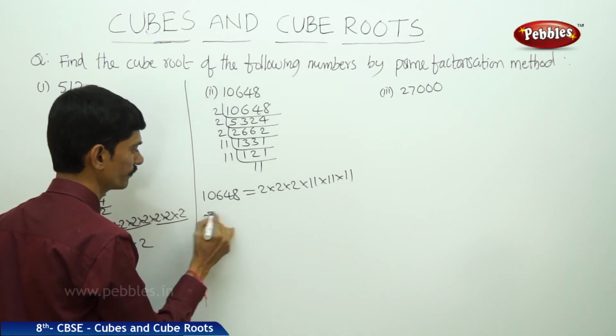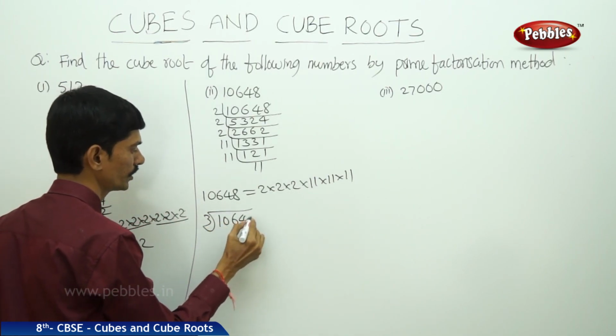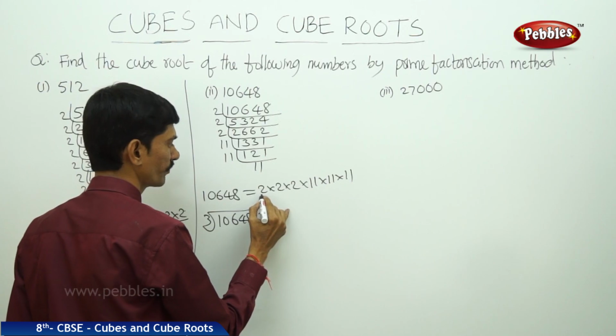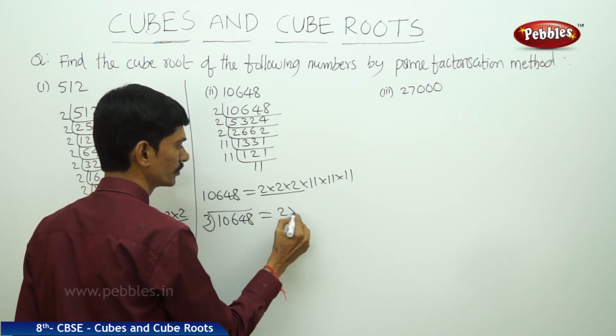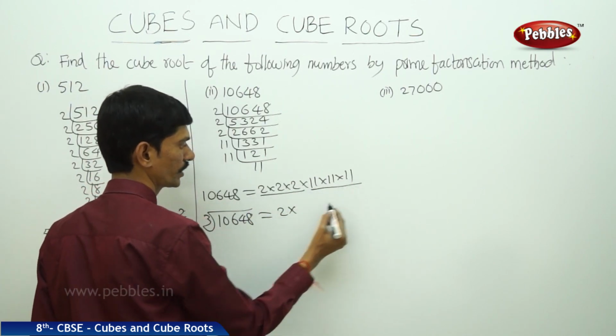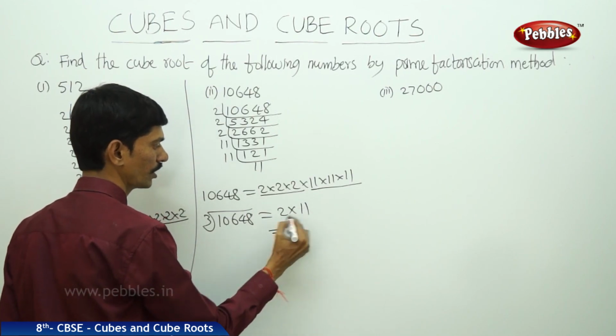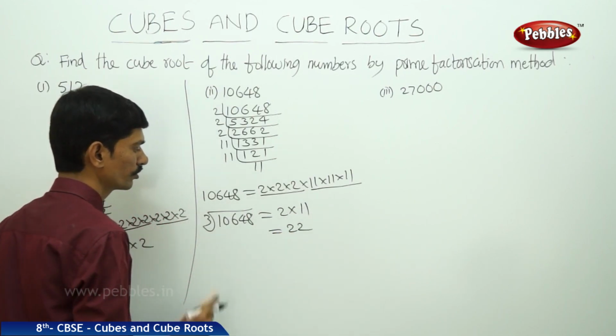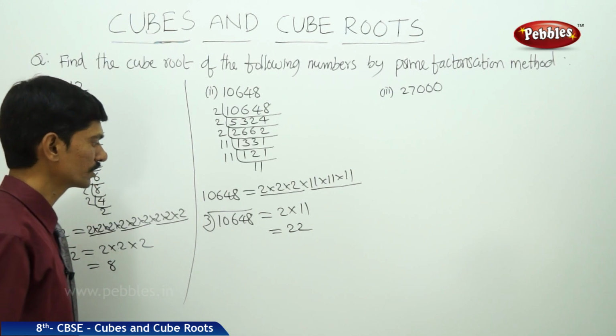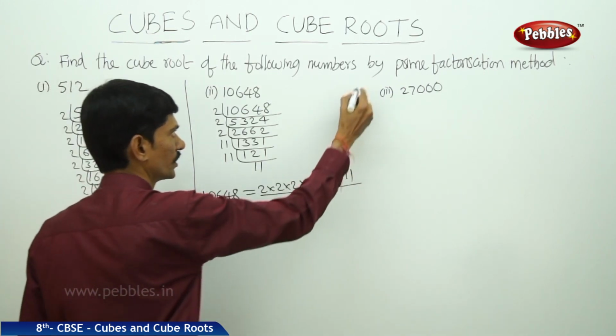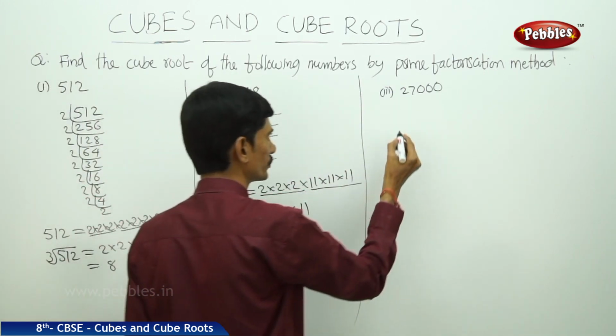Then the cube root of 10,648 equals, for these 3 2s we can take one 2, for these 3 11s we can take 11. This equals 11 2s are 22. So the cube root of 10,648 is 22.